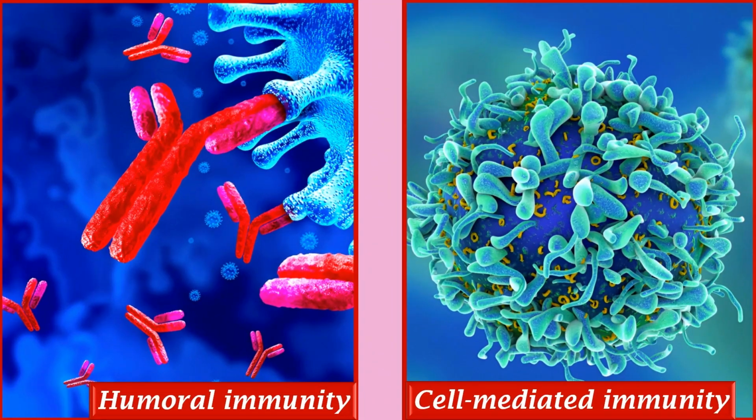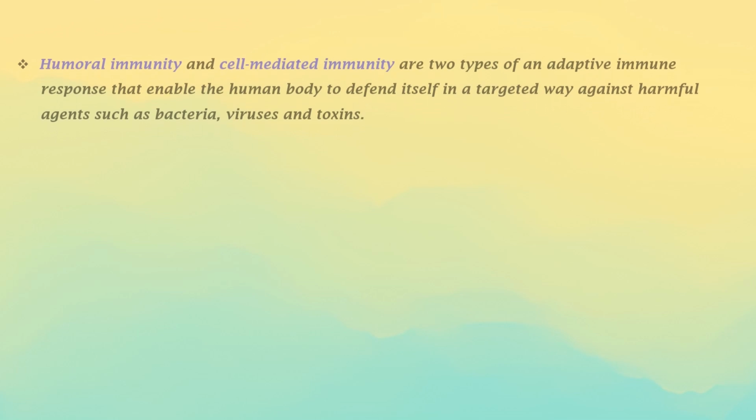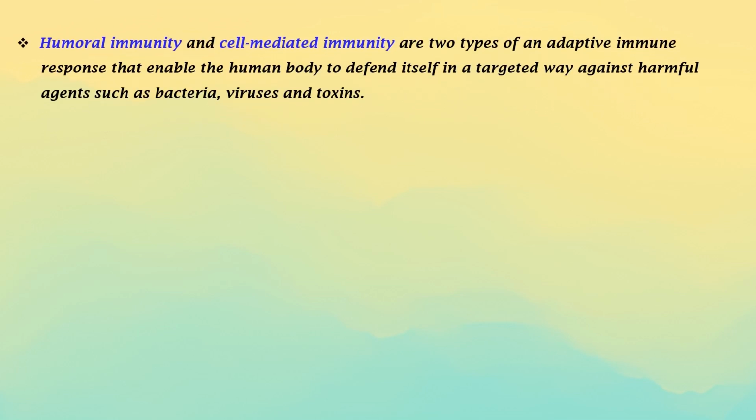Humoral immunity and cell-mediated immunity. Humoral immunity and cell-mediated immunity are the two types of adaptive immune response that enable the human body to defend itself in a targeted way against harmful agents such as bacteria, viruses, and toxins.